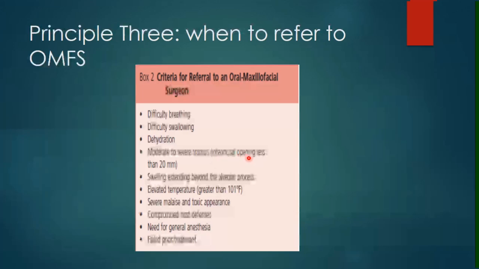like the limited mouth opening less than 20 millimeter. The normal mouth opening should be between 35 to 55 millimeter. So if it's anything below 20 millimeter, it means the patient has something wrong with the masseter muscle or the TMJ or the mouth. Swelling extending beyond the alveolar process, which means the involvement of facial spaces or deep facial spaces.